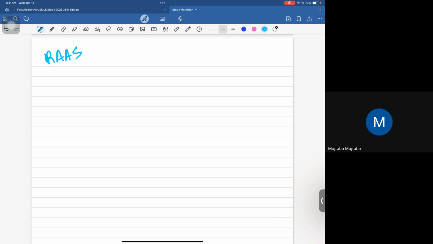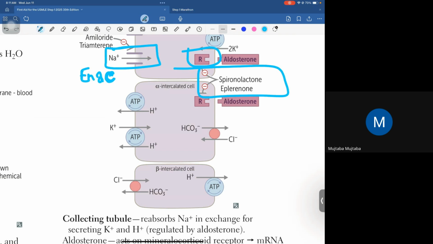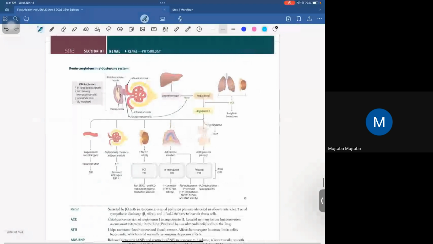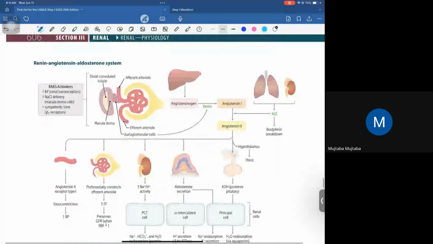And why is this system in place? This system is in place to increase the absorption of water in the body, and to increase the absorption of sodium in the body. We have already done almost all the things in this system. We are just reviewing.